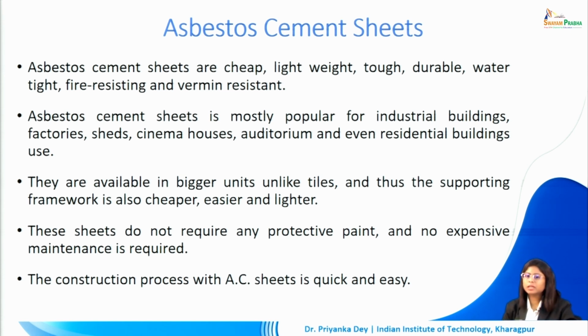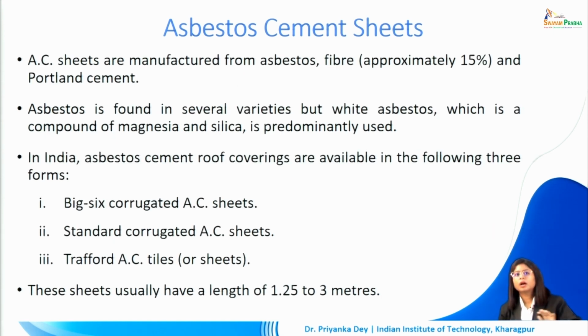Now as we increase the number of members, the overall weight of the structure increases and subsequently the price also goes up. Now these sheets do not require any protective paint and no excessive maintenance is required. Now the construction process with AC sheets is quite quick and easy. The AC sheets are manufactured from asbestos fiber, approximately 15%, and Portland cement. Asbestos is found in several varieties, but white asbestos, which is a compound of magnesia and silica, is predominantly used.